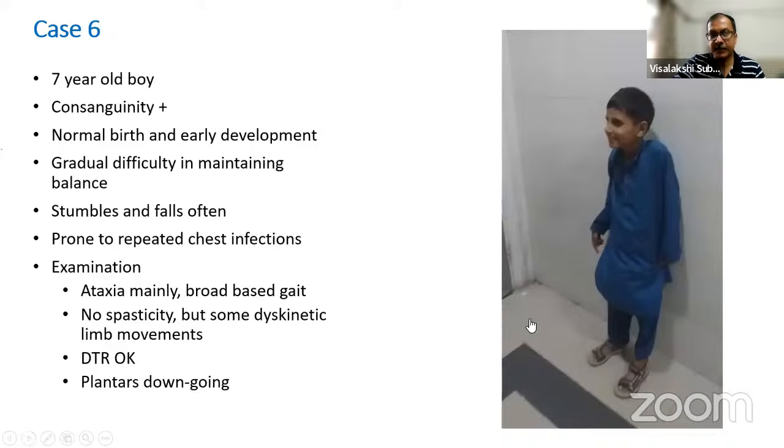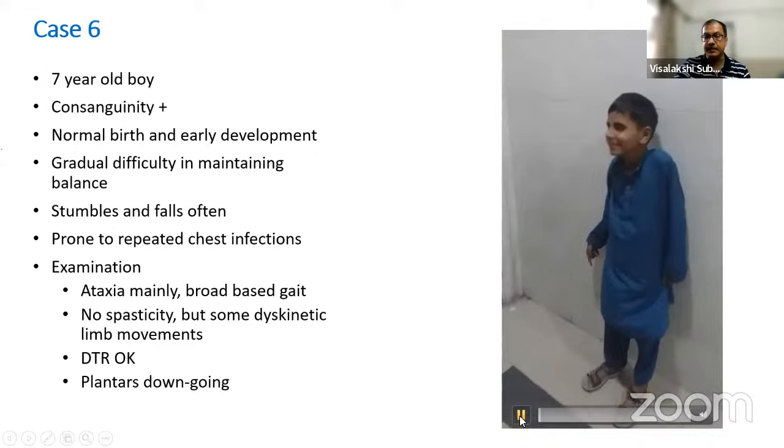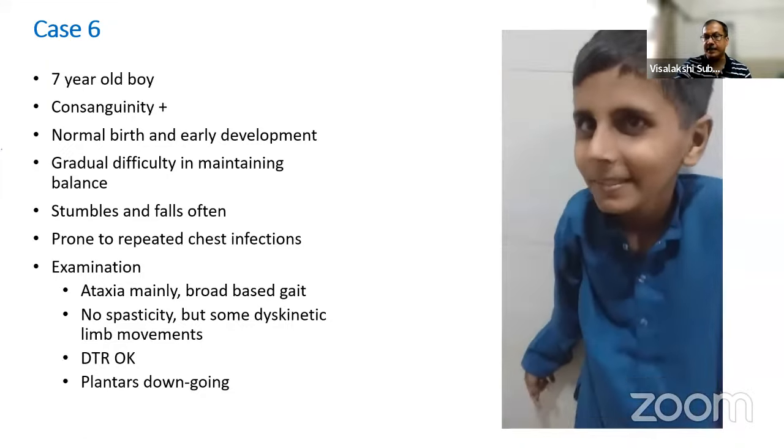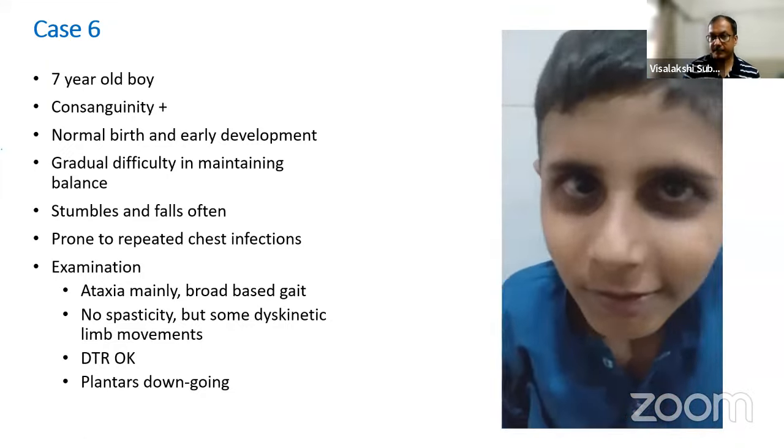Last case, 7-year-old boy, history of consanguinity, normal birth and early development, gradual difficulty in maintaining balance, stumbles and falls often. He's prone to repeated chest infections. That's the handle. On examination, he has ataxia mainly with a broad-based gait. He does not have any spasticity, but has some dyskinetic limb movements. And otherwise, the reflexes and other things are normal.